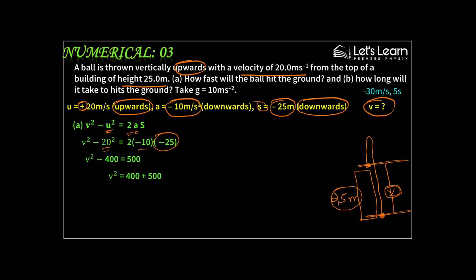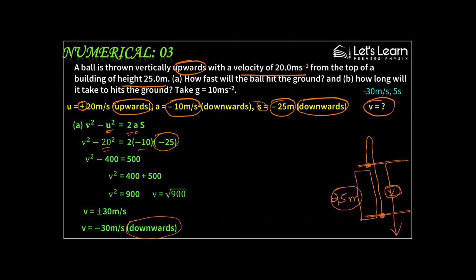Moving minus 400 to the other side, it becomes plus 400. So v square is 900. So v equals root of 900, which is plus or minus 30. We go for the negative sign, which means the ball is hitting the floor in the downward direction.